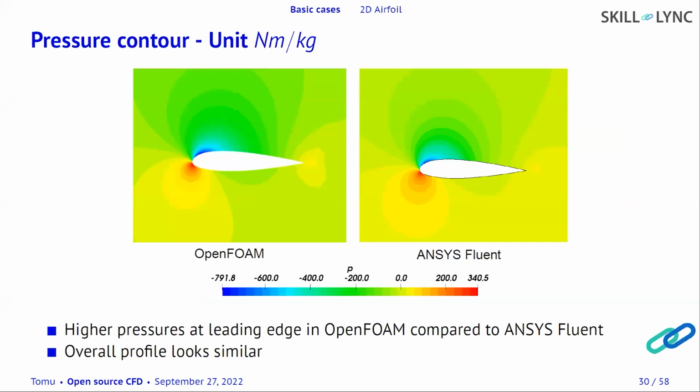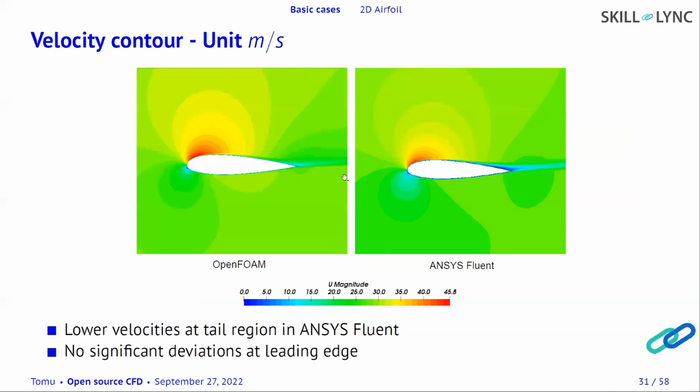And this is the velocity contour. If you can see, this also looks very similar. But if you look closely in ANSYS Fluent, at the tail region, you can see a larger blue region. So the color is more bluish in the tail region. It shows that lower velocities are noticed in ANSYS Fluent predictions. But if you consider the leading edge or the front portion of the airfoil, there are not many differences. Both ANSYS Fluent and OpenFOAM predict almost the same velocity around the front, but there are some differences around the tail region.